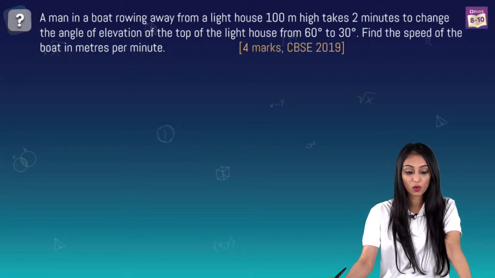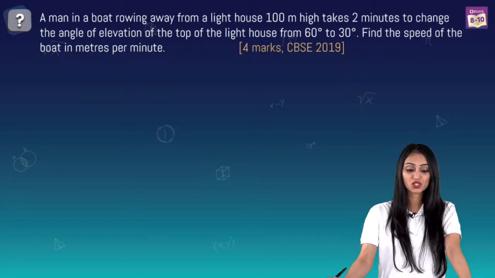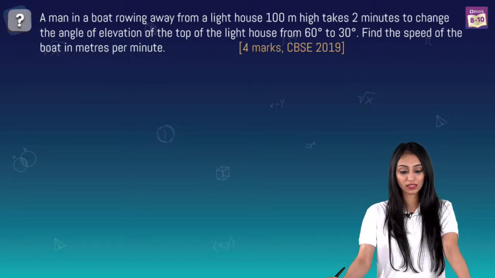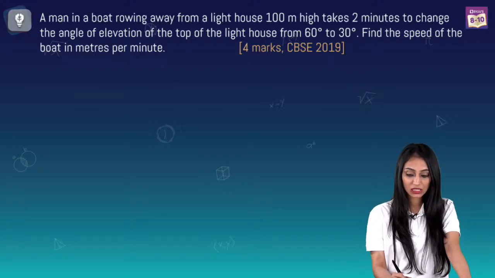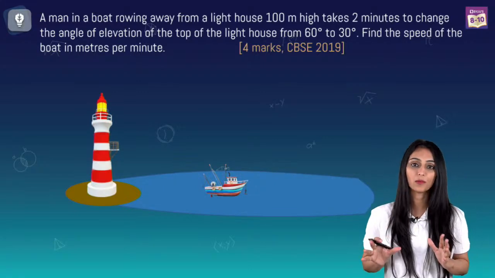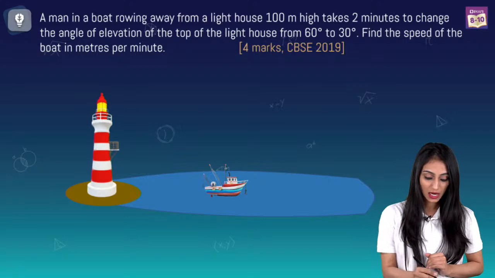A man in a boat rowing away from a lighthouse 100 meters high takes 2 minutes to change the angle of elevation of the top of the lighthouse from 60 degrees to 30 degrees. Find the speed of the boat in meters per minute. So this is the lighthouse and this is the boat, right? So this lighthouse is 100 meters high.